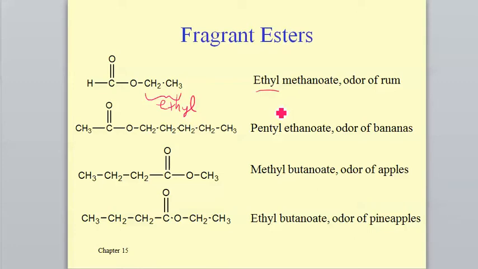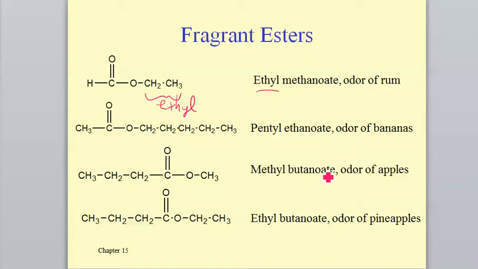So ethyl methanoate, if you like rum candy or just the smell of rum in general, that is because you like the odor of ethyl methanoate. All of these are liquids, but they evaporate very easily. Pentyl is the name for pentanol or pentyl alcohol. That's the 5-carbon fragment you see there. And if you like bananas, you like the smell of pentyl ethanoate, or pentyl acetate it could be called.